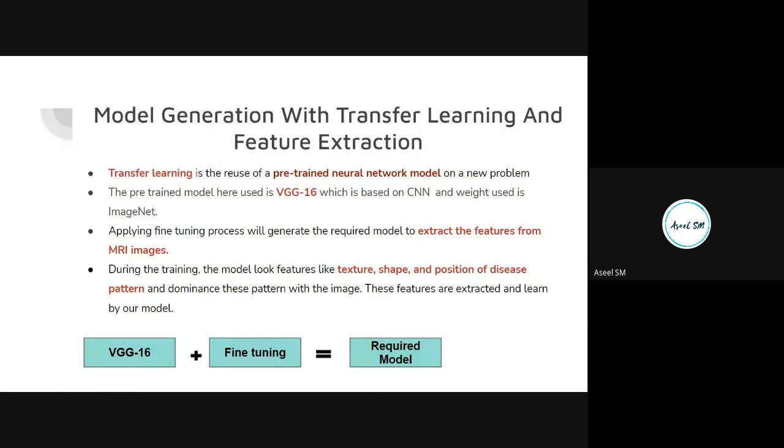During the training, our model will look for features like textures, shape, position of the disease pattern, and dominance of this pattern within the images. And this model will learn the features from these images.